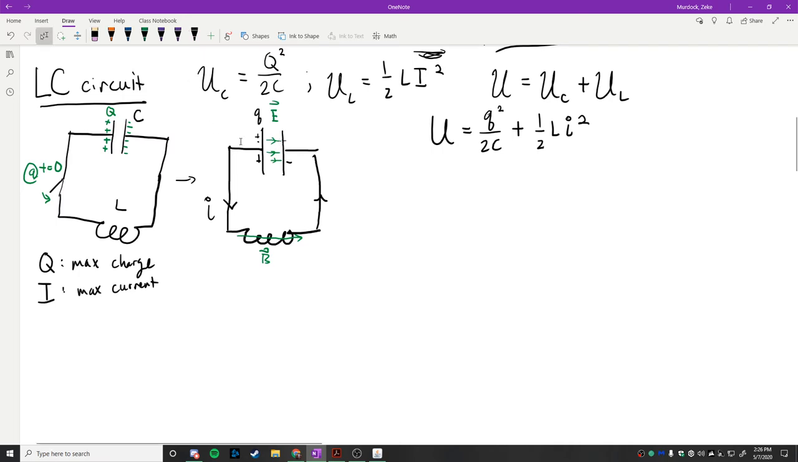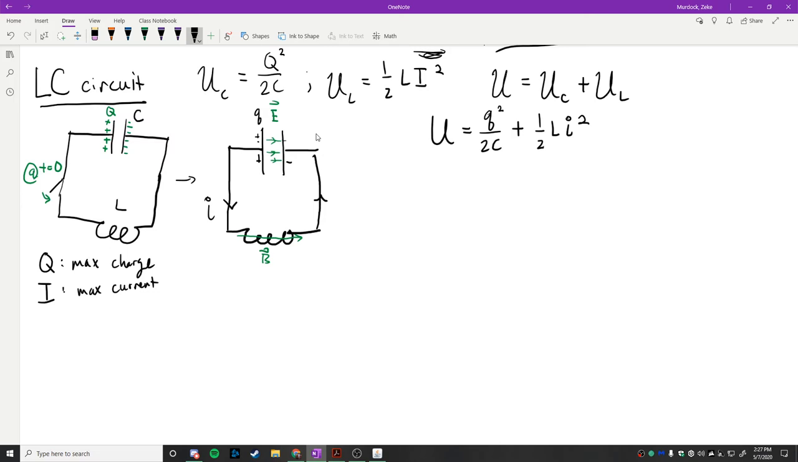And it's basically like this. You go, this plate's positive, and then it's negative. And positive and negative, positive and negative. And the current goes from maximum current to zero current to max current to zero current, etc. It's just like a pendulum swinging back and forth. It's just like a simple harmonic oscillator. That's what we're going to compare it to here in a second.